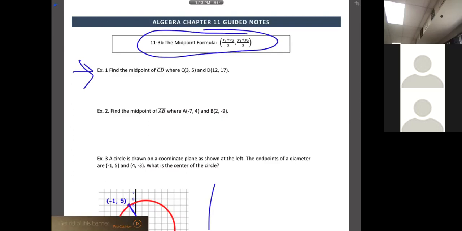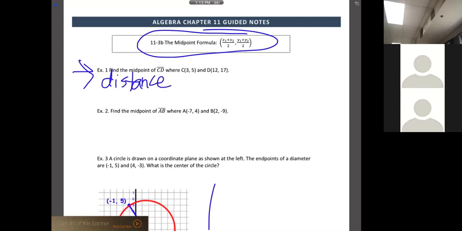Okay, so before we actually get to the midpoint formula, we're going to use this first example to review the distance formula, because the worksheet you have for homework today is going to have both. You have to find the distance between 2 points, and you have to find the midpoint of those 2 points. We're going to practice finding the distance.